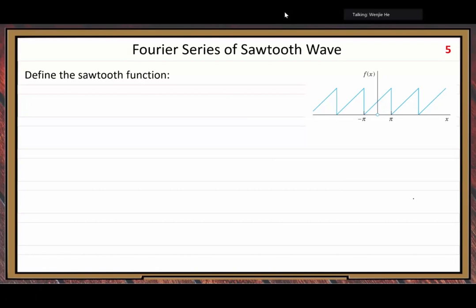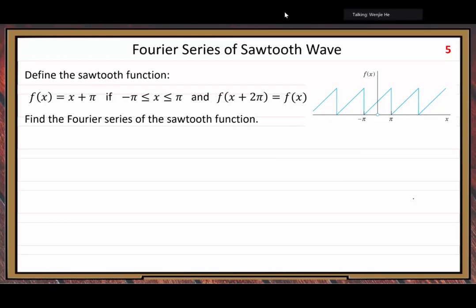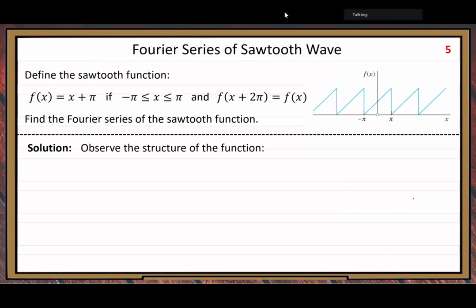All right. So define the sawtooth function x plus pi in the interval between negative pi and pi. Then we do 2 pi periodic extension. Then we find the Fourier series of the sawtooth function. Here, it's not an even function and it's not an odd function, right? So we need to use the general case formula to calculate the Fourier series.